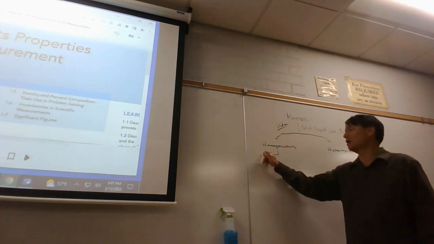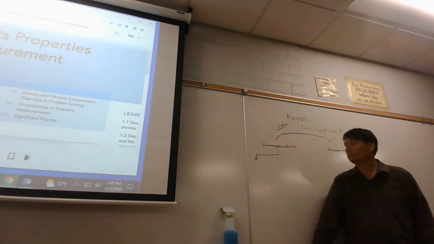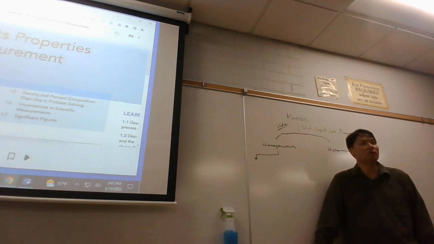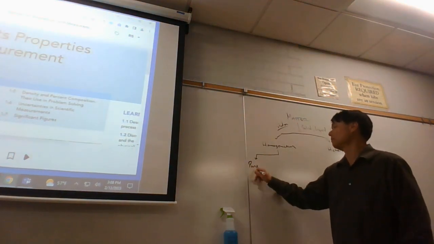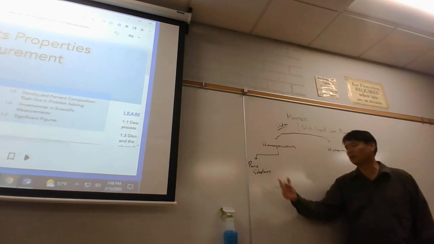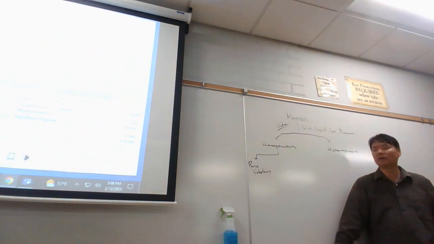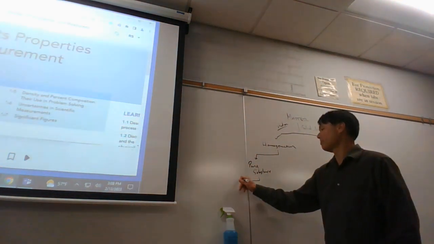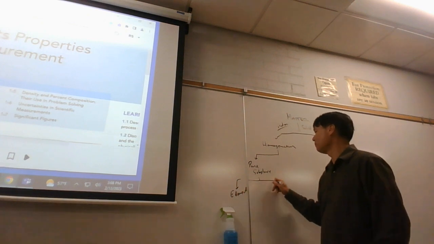Homogeneous could be further categorized into two things. It could be pure, or it could be a mixture. So we don't necessarily have to say pure substance. A substance should be pure because substance is kind of strictly defined. How did we define substance before? A substance is either an element or compound. So we'll have element here, or it could be a compound.